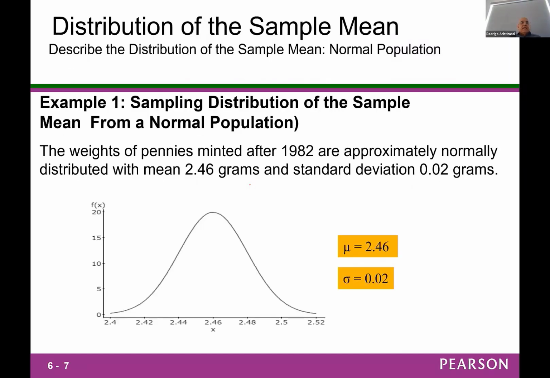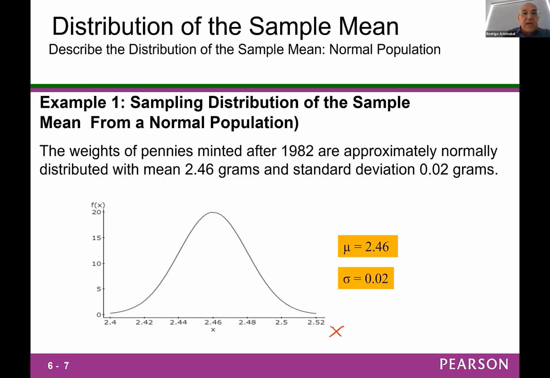For example, the weights of pennies minted after 1982 are approximately normally distributed, with mean 2.46 grams and standard deviation 0.02 grams. That is the distribution for individual values. The weight of each penny is represented by X.